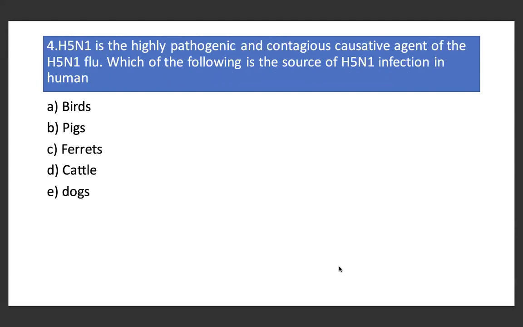H5N1 is the highly pathogenic and contagious causative agent of the H5N1 flu. Which of the following is the source of H5N1 infection in humans? Option A is birds, B is pigs, C is ferrets, D is cattle, and E is dogs. The correct answer is birds.